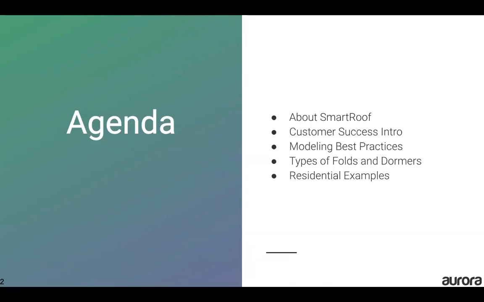We're going to start off talking a little bit about the SmartRoof tool. We're going to give an introduction to the customer success team, go over some modeling best practices with the SmartRoof tool, show you how to insert different folds and dormers into a structure, as well as going through 10 different examples for residential sites, ranging from easy roofs to more medium roofs to more advanced roofs.